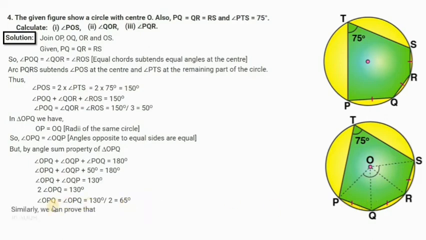So similarly we can prove the same in the other triangles also. That is triangle OQR. In this triangle also, this angle and this angle will be 65 degrees.